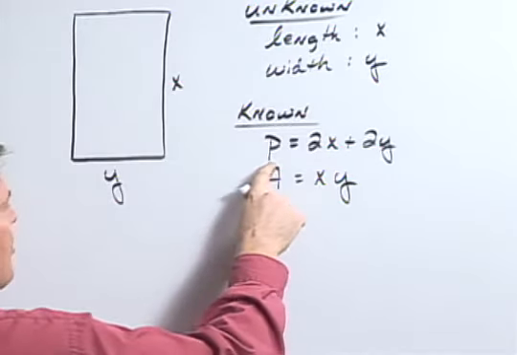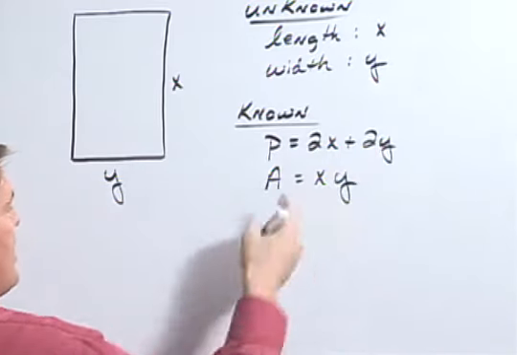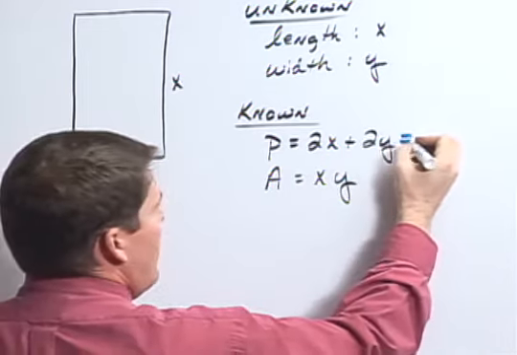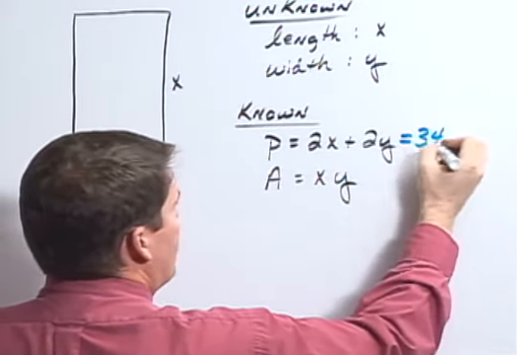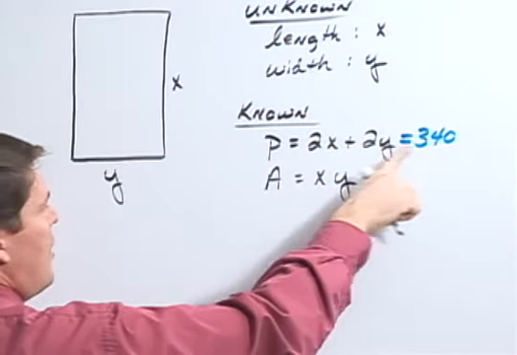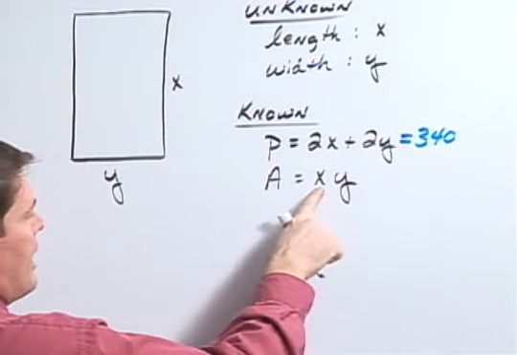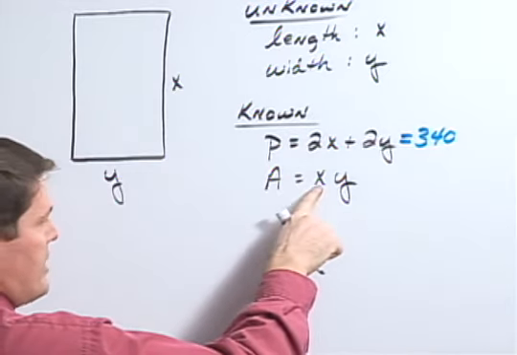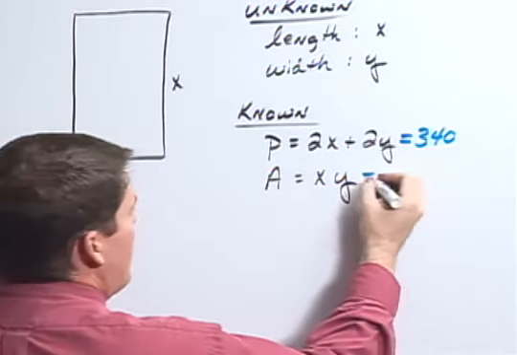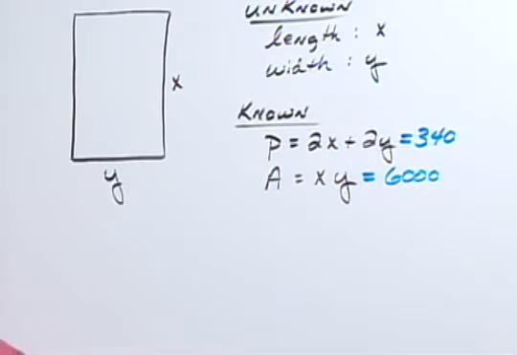For instance, the perimeter will be 2x plus 2y. Now we also know from my problem, though, that that's going to be 340 feet. So 2x plus 2y would equal 340. I also know that the area of a rectangle is length times width, or in this case, x times y. And from our problem, that's 6,000 square feet.